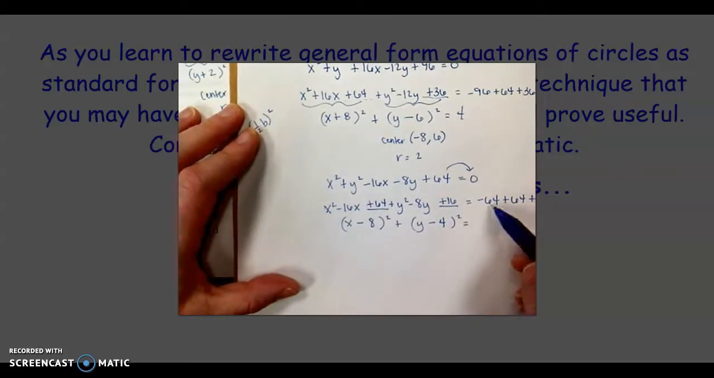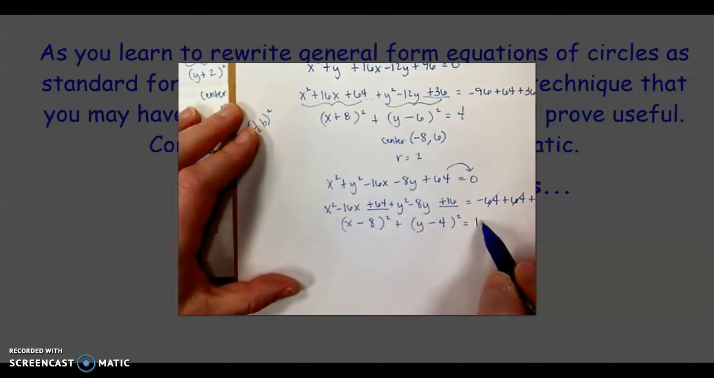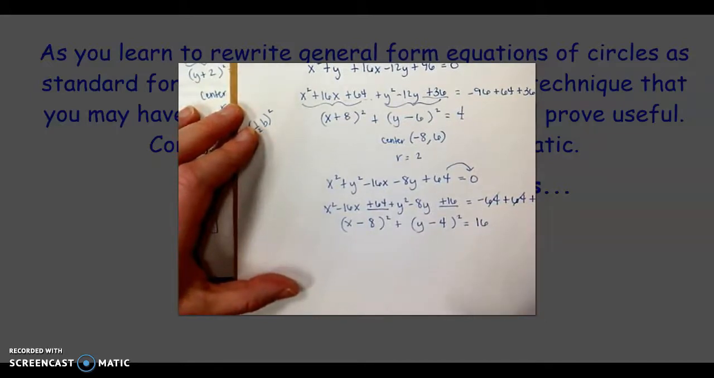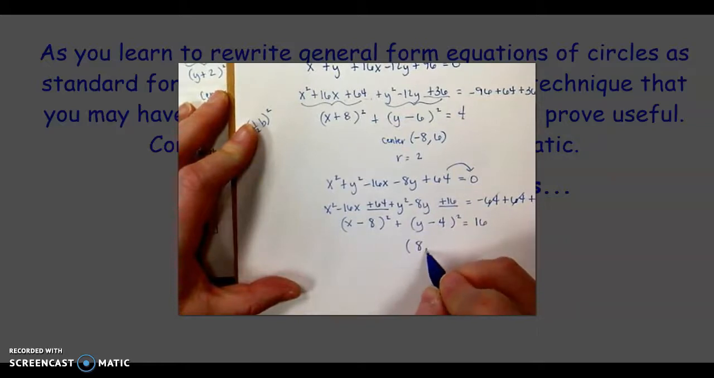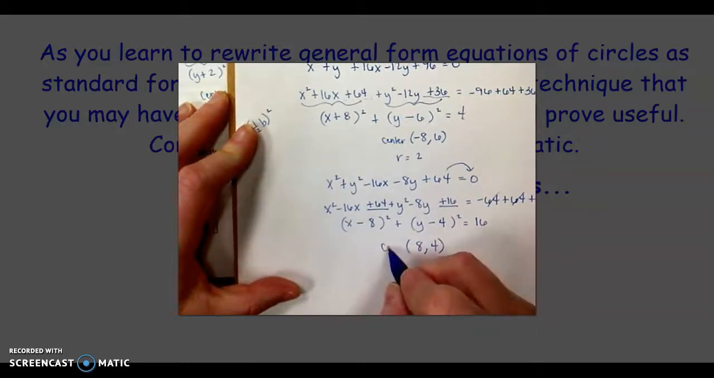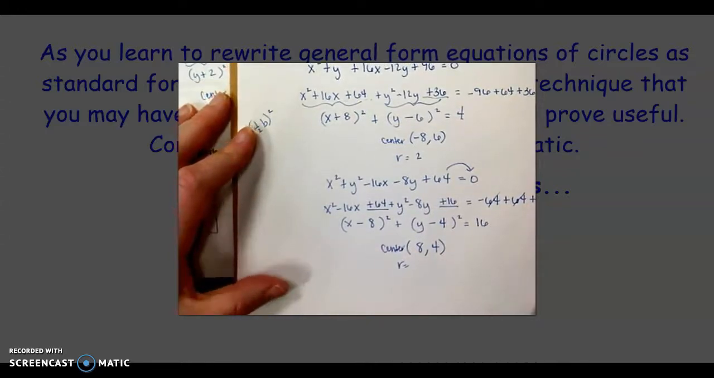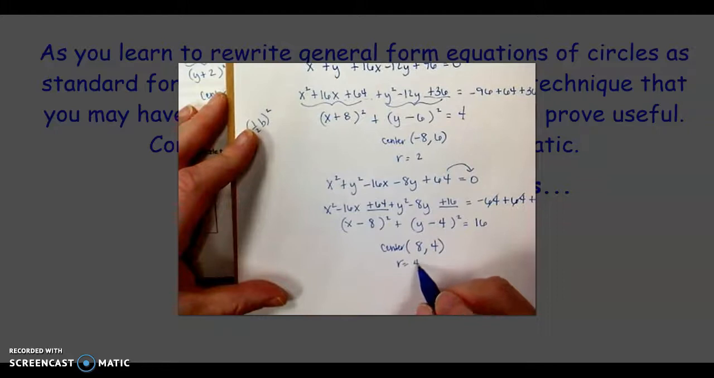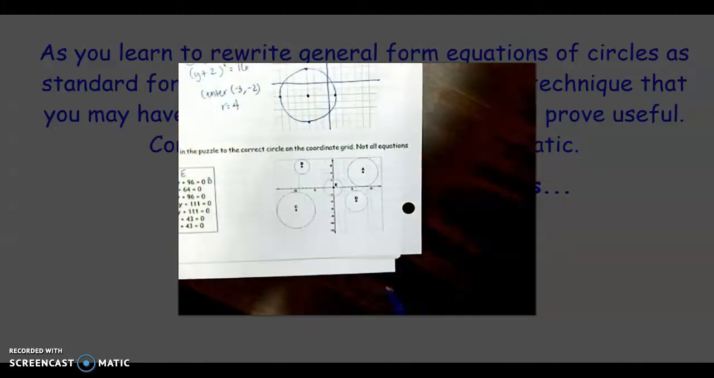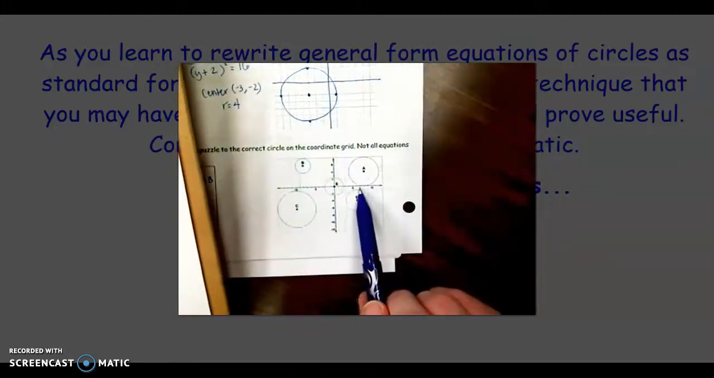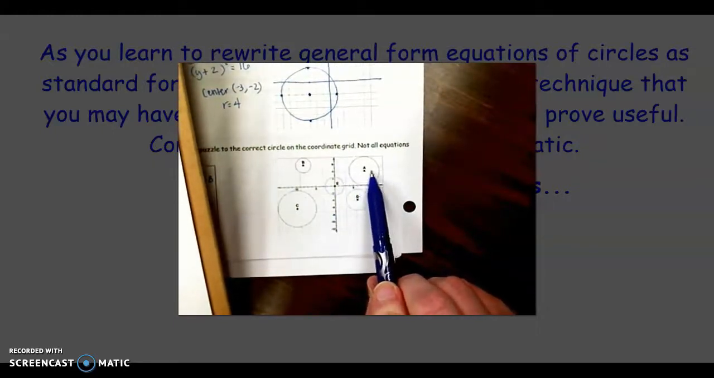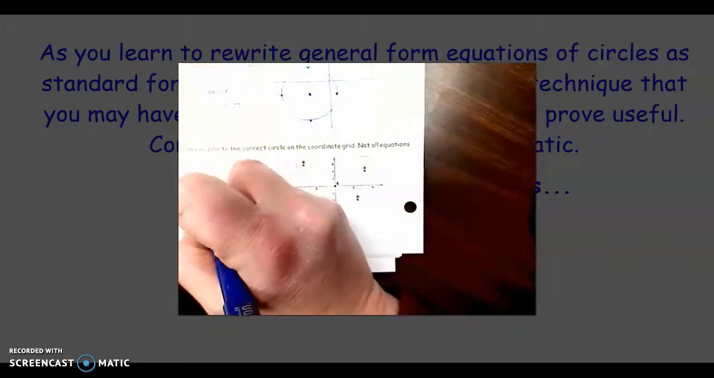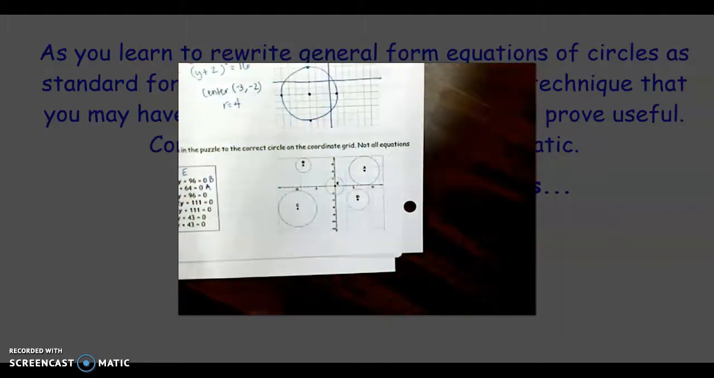And what does that equal over here? Those cancel, leaving me with 16. And remember, that is a perfect square. So my center of this circle, remember these signs lie, is the point 8, 4. That's my center. My radius, this is the radius squared, is 16. So the radius is square root of 16, which is 4. So we're going to look. Do we have a point or a circle at 8, 4 with a radius of 4? 1, 2, 3, 4. Yes, that is A.